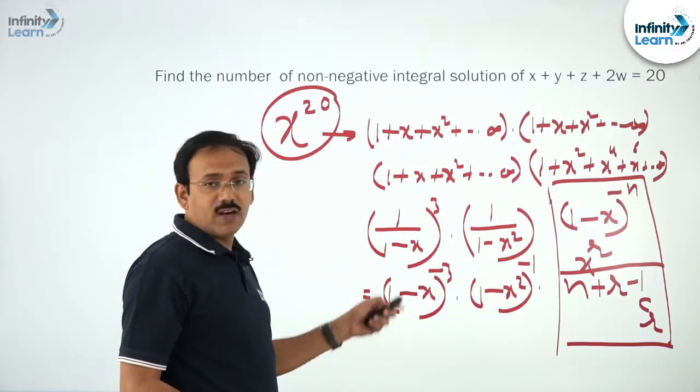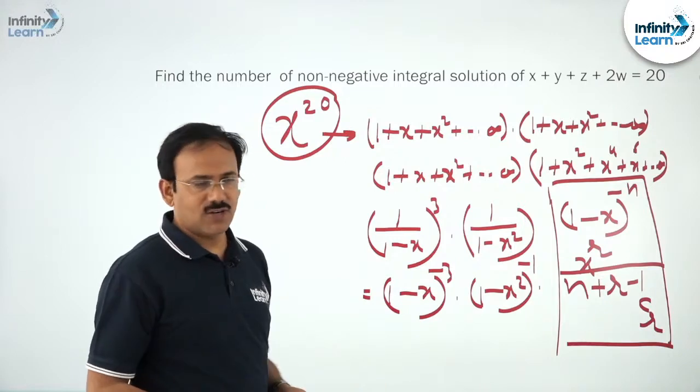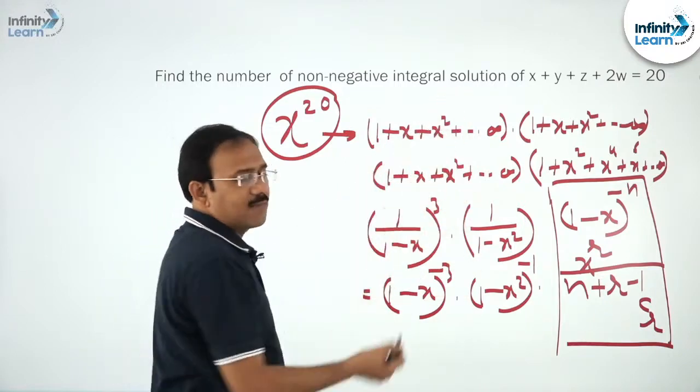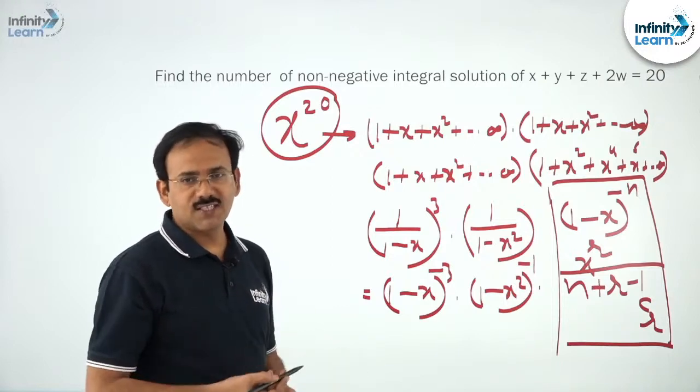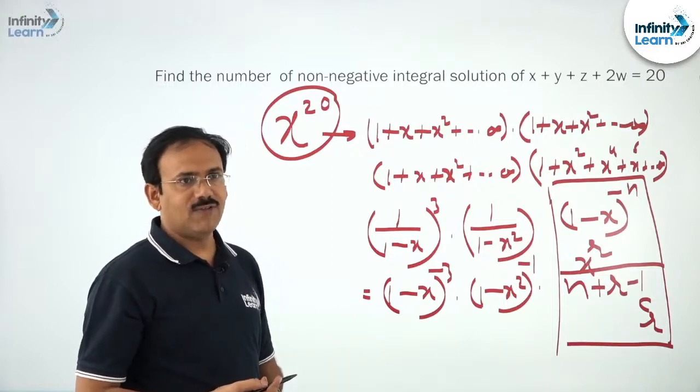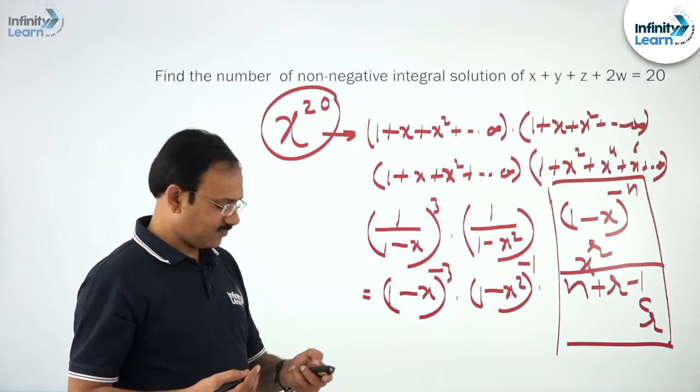So, x square into x power 18, like that you can try, or else our regular method: w is 0, w is equal to 1, w is equal to 2, those cases also will work out, right friends, fine.